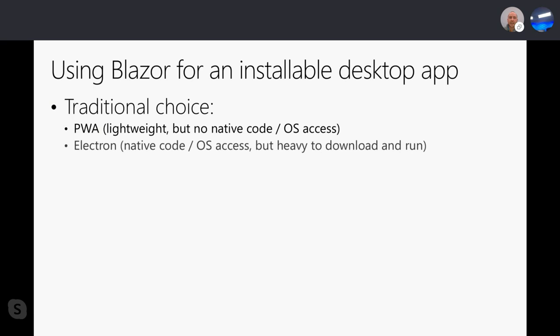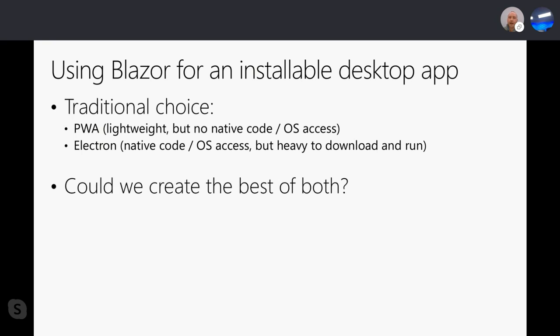And if you do want native code, you would traditionally use something like Electron, which does give you the ability to integrate with the operating system in whatever way you want. But traditionally, Electron apps have been quite heavy to download and run. And that's mainly because they bundle their own complete browser instance.